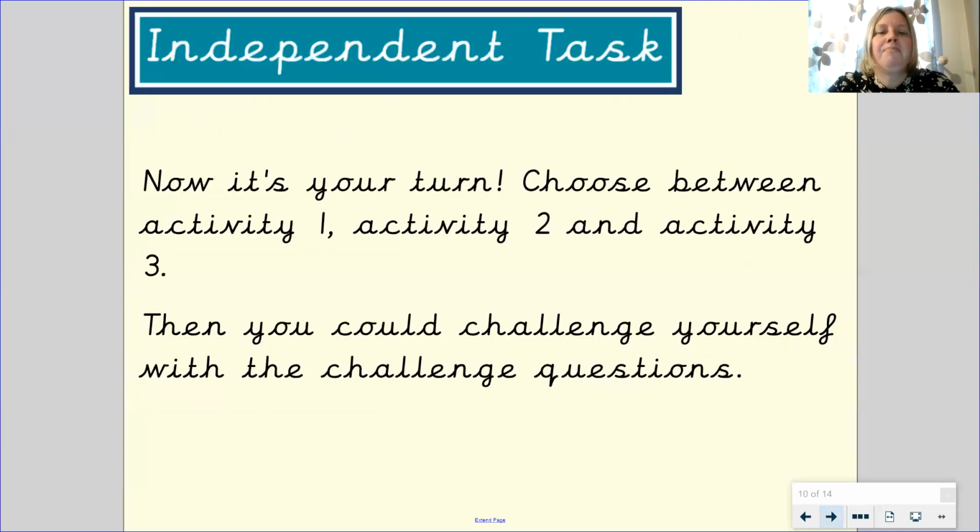Now it's your turn. Choose between activity 1, activity 2, and activity 3. Then you could challenge yourself with the next activity or the challenge questions. Remember, you should be spending 20 minutes working on your independent task.